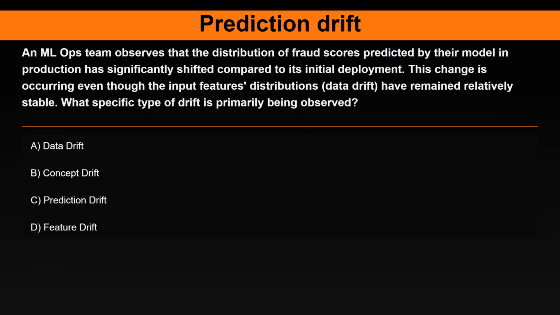Question 25. An MLOps team observes that the distribution of fraud scores predicted by their model in production has significantly shifted compared to its initial deployment. This change is occurring even though the input feature distributions, data drift, have remained relatively stable. What specific type of drift is primarily being observed? Option A, data drift. Option B, concept drift. Option C, prediction drift. Option D, feature drift.